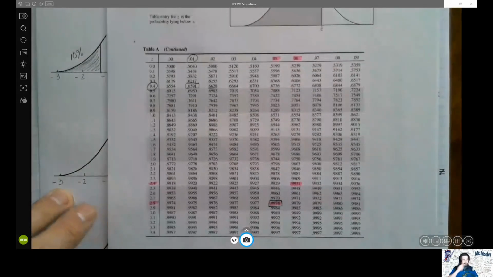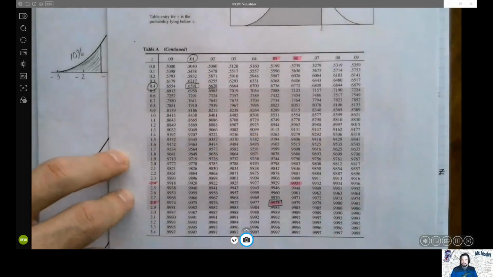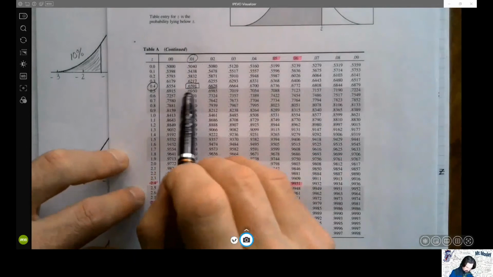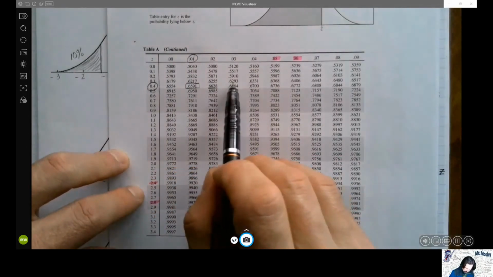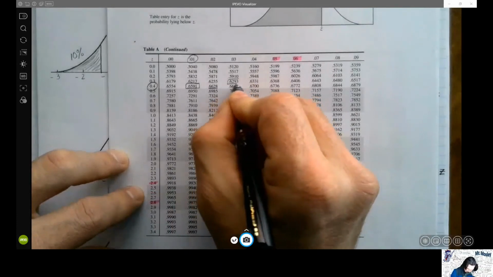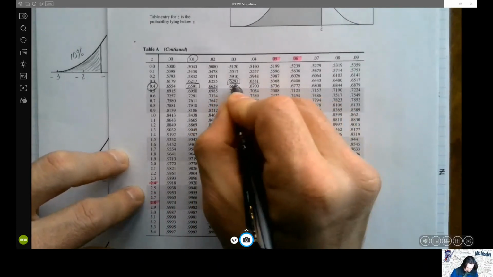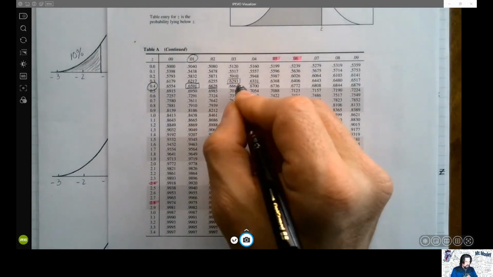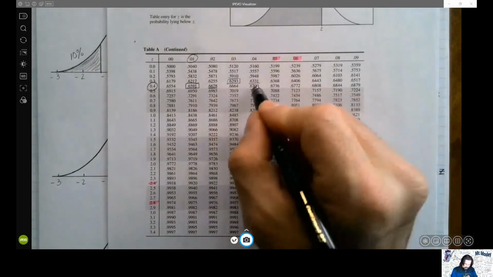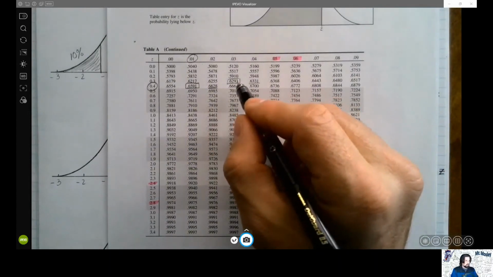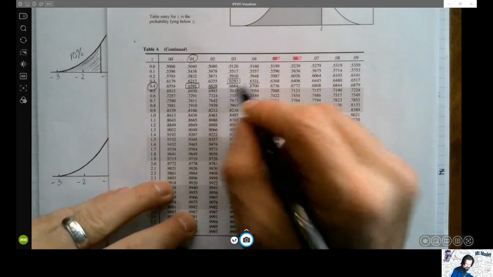We'll go back to our positive Z scores and get as close to 0.63 as I can. We just had 0.66 here, 0.6293, 0.6331. I can see right away that this is going to be closer. Right? This is 0.007 away. This is 0.031 away. This guy's closer. Right? So I'm going to use this one, 0.6293.